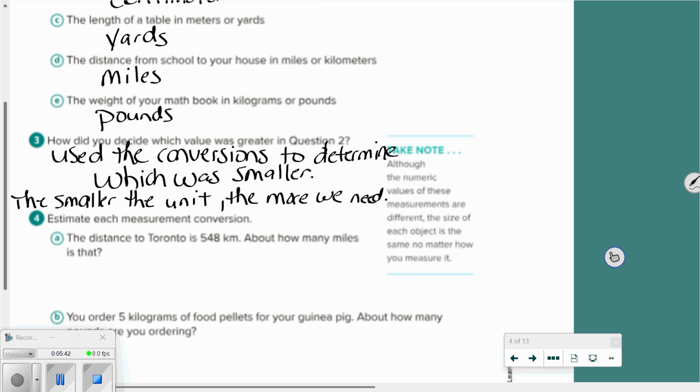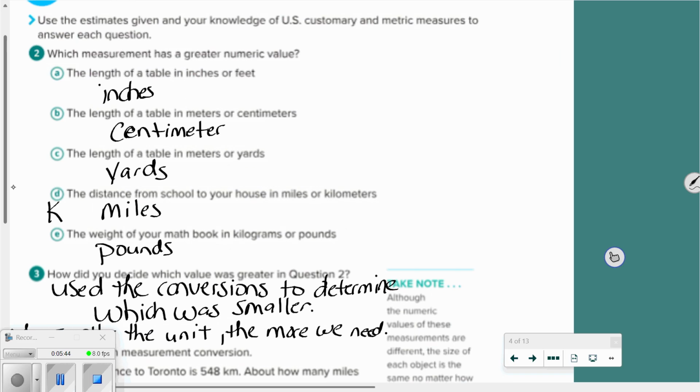It actually is kilometers. Sorry, I did that one wrong. There we go. Better? It's kilometers.